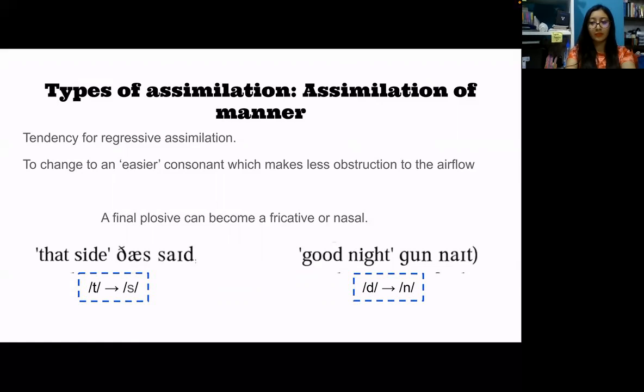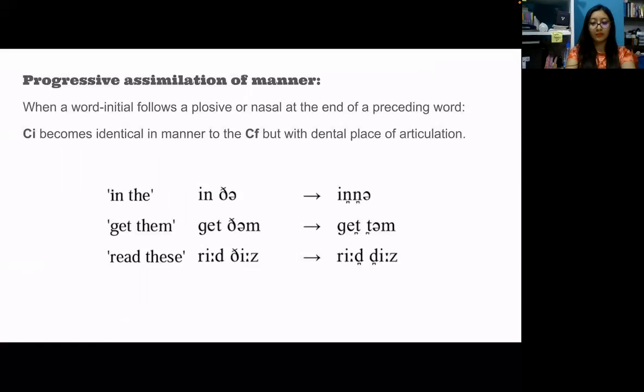"That side," where the T at the end of the word "that" will become like an S. "That side, that side." Also, "good night." Not only is it about that T, but we can also see it in other consonants, as in "good night," where the D in "good" will become an N. When it's night and you're telling your mom, "Oh, mom, I'm going to sleep. Good night." Yes, you can see that.